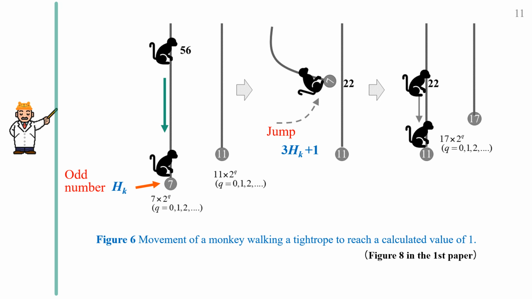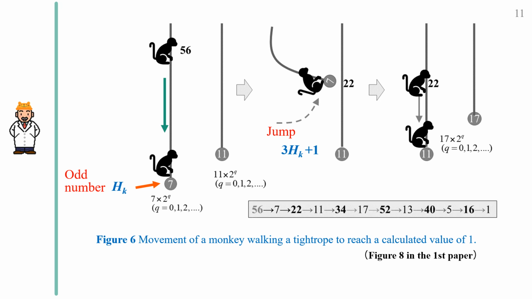If the resulting number is even, the monkey continues descending the rope. If it is odd, the monkey immediately moves to the next rope. Repeating these actions, the monkey eventually moves to the rope with odd number 1 and descends to reach 1. If we can show that this sequence of actions occurs for all initial values, the Collatz conjecture is proven.